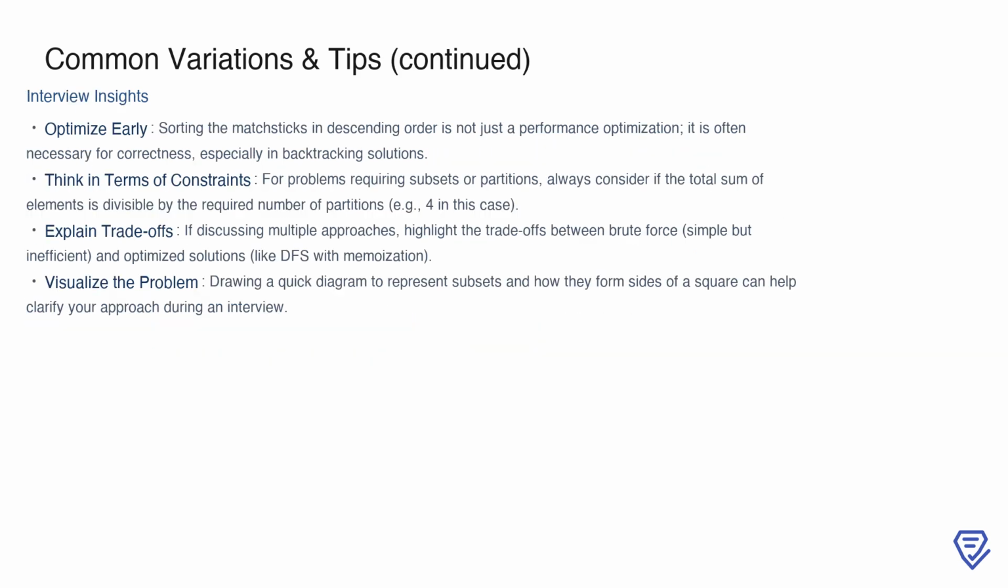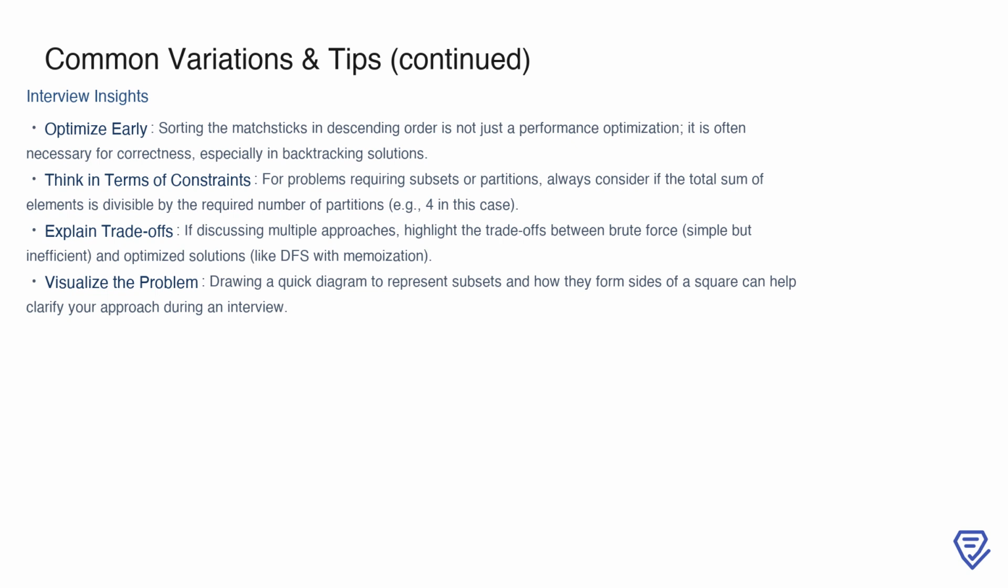To approach this problem effectively, it's helpful to think about how these techniques align with what interviewers often look for. Sorting the matchsticks in descending order isn't just a performance tweak, it's often critical for the correctness of backtracking solutions. Interviewers will also appreciate if you frame your solution in terms of constraints, such as verifying whether the total sum of elements is divisible by the required number of partitions, which in this case is 4.